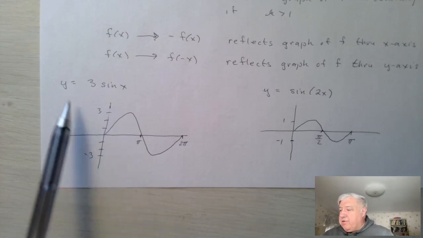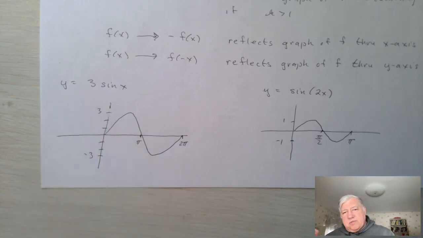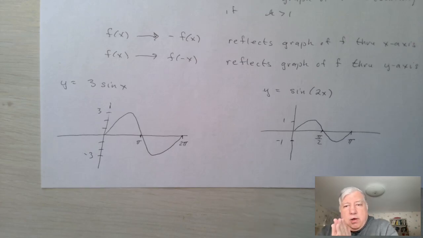If you do something on the outside, it affects the y values. If you do something on the inside, it affects the x values. All right, so we're going to get some more concrete rules of how to graph some of these other trigonometric variations of the sine and cosine curve.